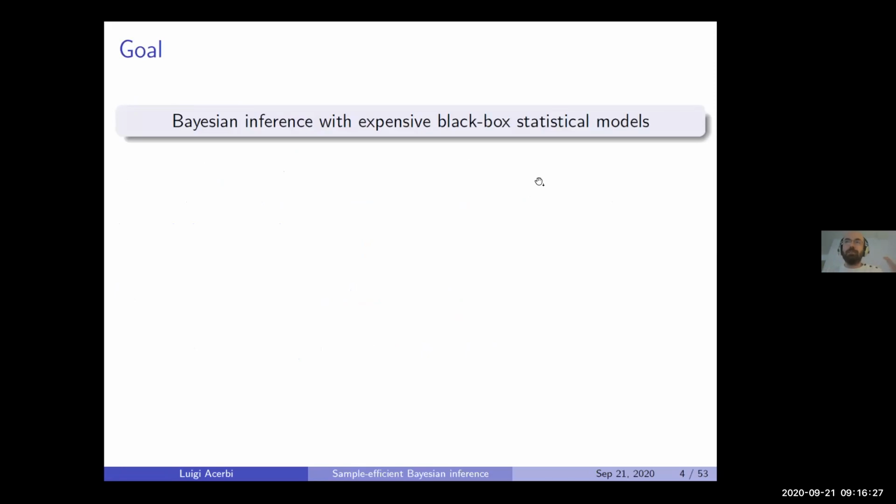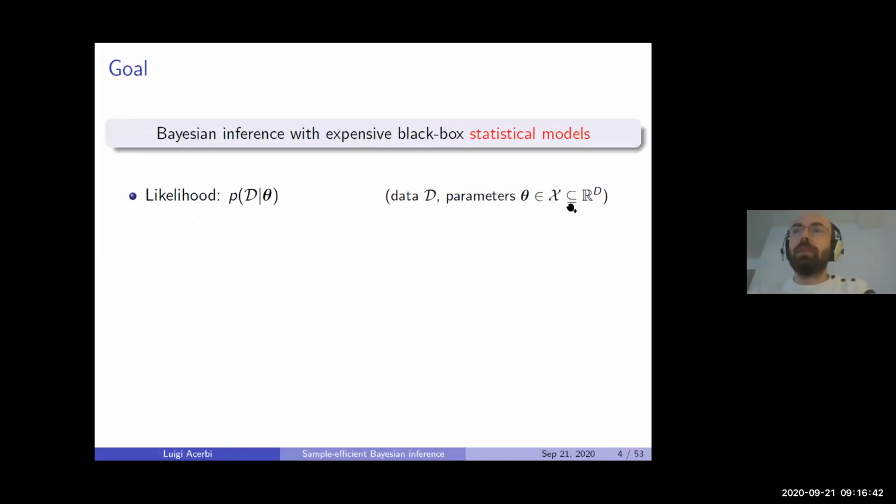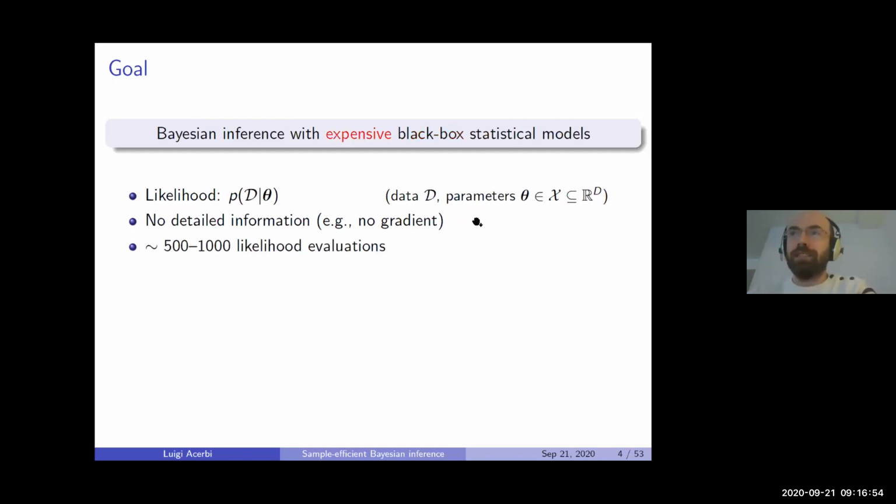This is a big sentence, and I'm going to unpack it to see what we mean by it. By statistical model, for the moment, I mean that we do have a likelihood, so we can express the probability of the data given some model parameters. We assume that we have a model, and the parameters live in some space here. It's a black box, though, which means that we don't have detailed information. For example, we don't have the gradient, and we don't know much about the model itself. Someone gave it to us.